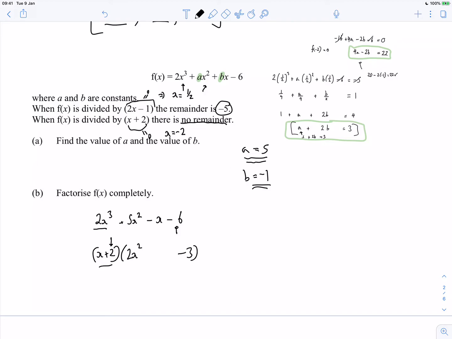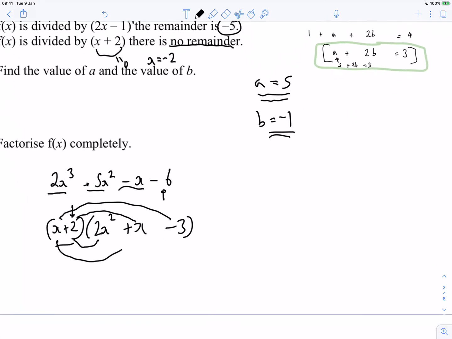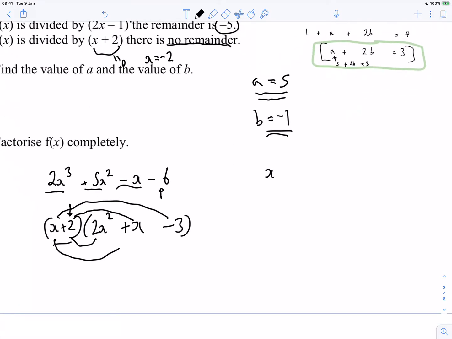Comparing coefficients, well, let's do the x squareds. I've got 2 times 2x squared, which is 4x squared, so I need 1 extra x squared, so that must be a plus x in there. I'll compare the x coefficients to check this makes sense. So minus 3 times x is minus 3x, and 2 times x is plus 2x, and that will result in a minus 1, so that's fine. Okay, x plus 2 times 2x squared plus x minus 3.